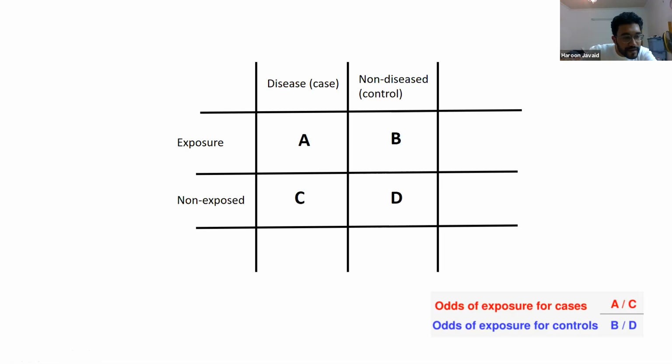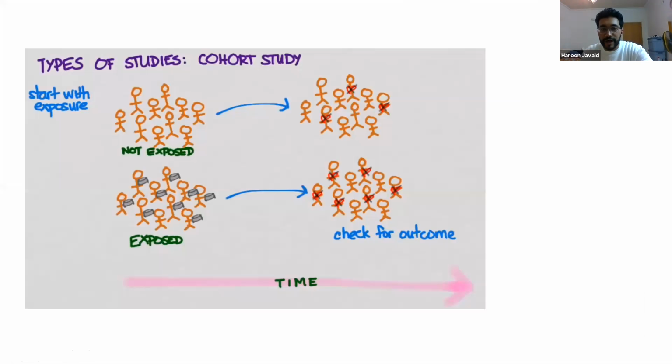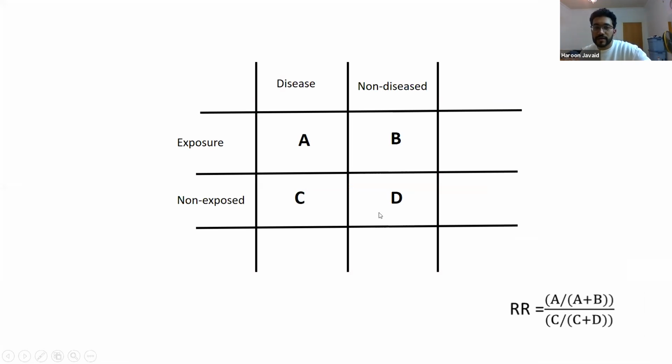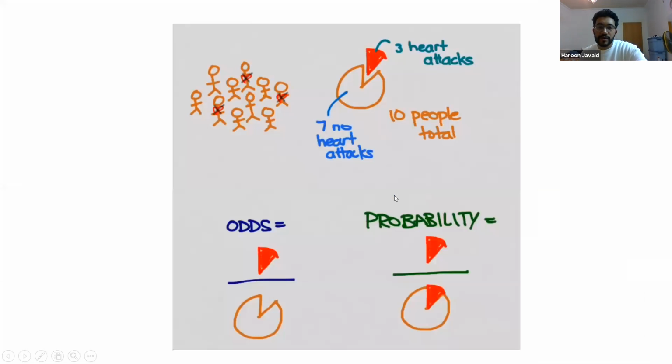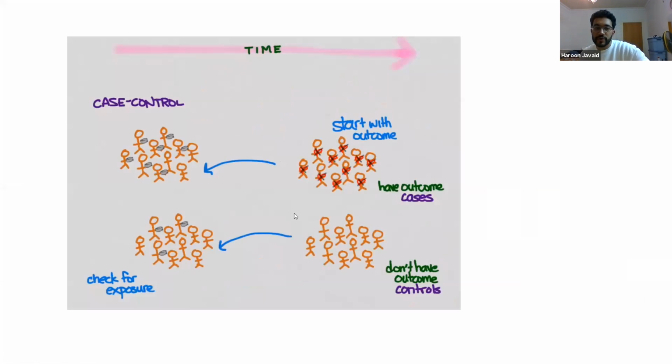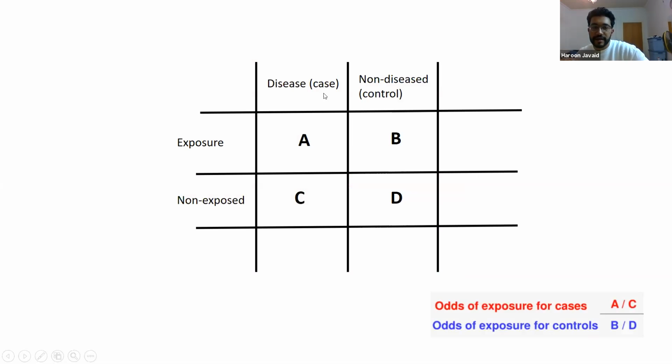Wait, how is that any different? So basically, in cohort studies, we are going forward in time. We already know the people who are exposed and the people who are not exposed, and we want to check for outcome. So we are using A over A plus B and C over C plus D. In case control study, we don't know who was exposed earlier. We're going back in time. We only know who has the outcome or who has the disease. So we are comparing between diseased and non-diseased.